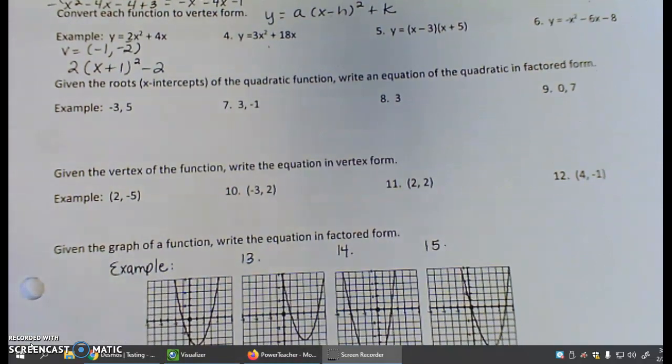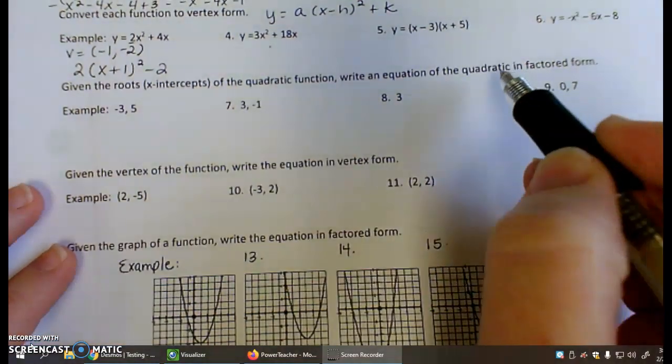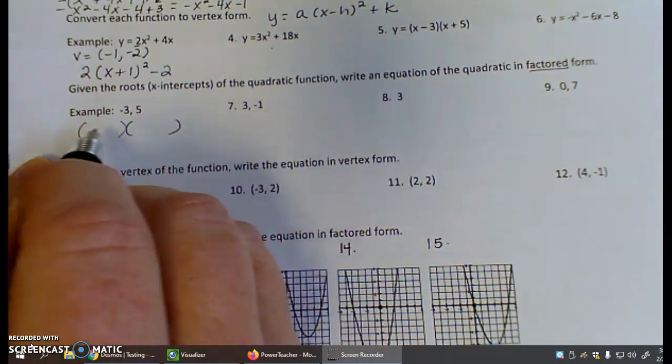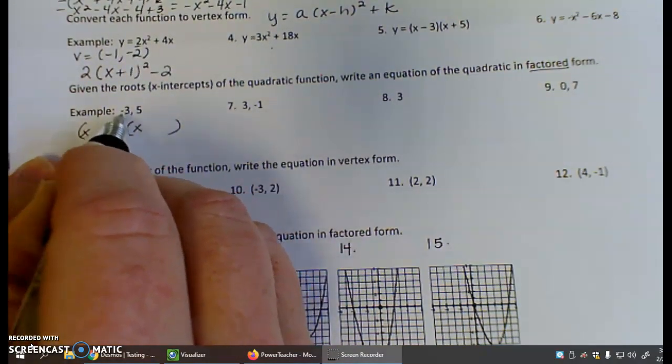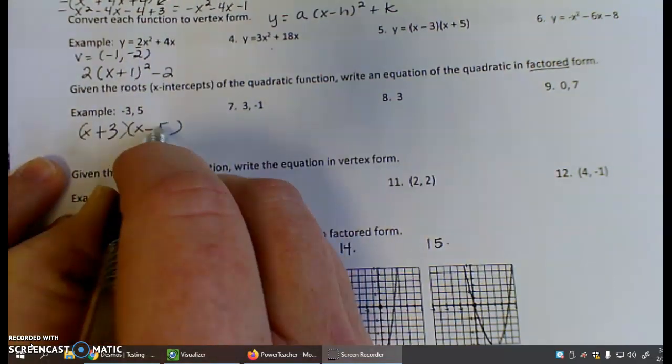Next, it talks about writing an equation in factored form, and it gives you the roots. This is what we were doing on Monday. Backwards factoring is pretty much what we're doing because it says factored form. So this is just where you write out your two parentheses and you change your signs. It was -3, so we change it to +3. It was a 5, so we change it to -5.